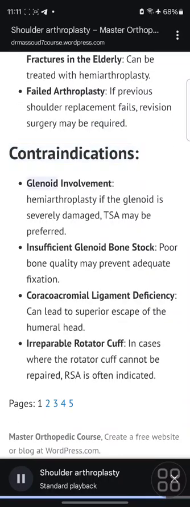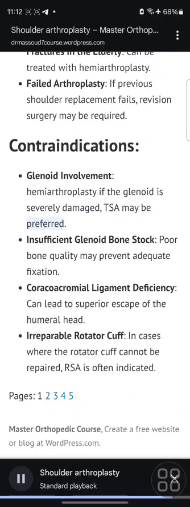Contraindications. Glenoid involvement. Hemiarthroplasty. If the glenoid is severely damaged, TSA may be preferred. Insufficient glenoid bone stock. Poor bone quality may prevent adequate fixation. Coracoacromial ligament deficiency can lead to superior escape of the humeral head. Irreparable rotator cuff. In cases where the rotator cuff cannot be repaired, RSA is often indicated.